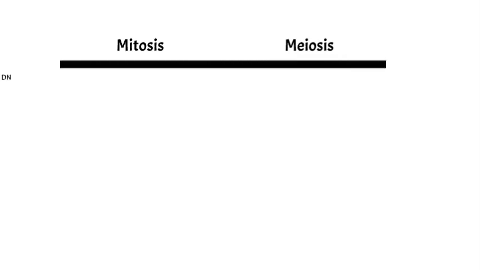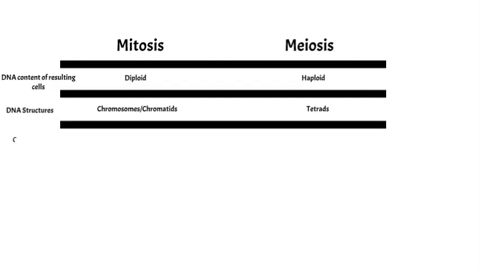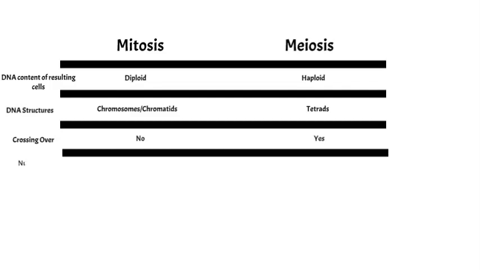Let's compare and contrast mitosis and meiosis. The DNA content of the resulting cells in mitosis is a diploid content, 2 copies of each chromosome. Haploid in meiosis, 1 copy of each chromosome. The structures we follow in mitosis are chromosomes and chromatids, while they are tetrads in meiosis, 4 copies of the chromosome together. Crossing over does not occur in mitosis, but it does occur in meiosis, mixing and matching genetic information.